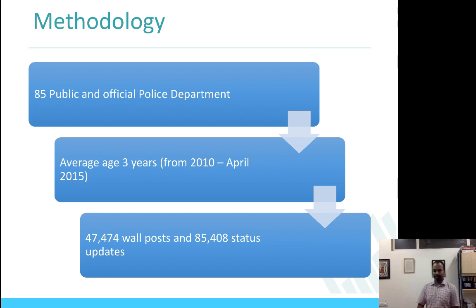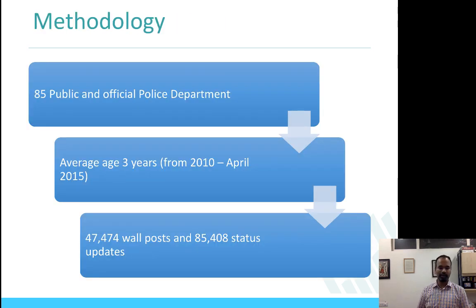If you remember, in the second part of this week, I showed you a page where there were pages of different police organizations listed. It's the same list that we took, which is 85 public and official police departments. Of course, some of them are verified, some of them are not verified. We took the data for the pages that were at least about an average age of 3 years, and the data was collected between 2010 and April 2015, and there were 47,474 wall posts and status updates.